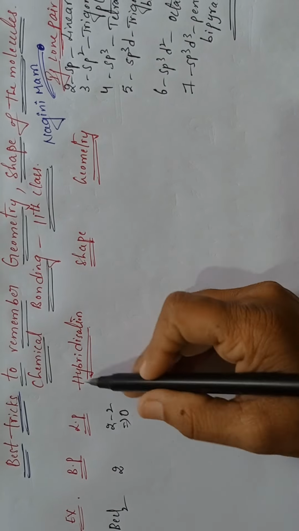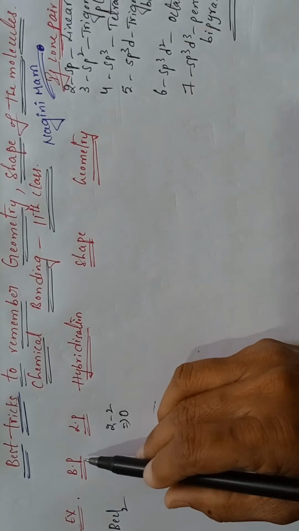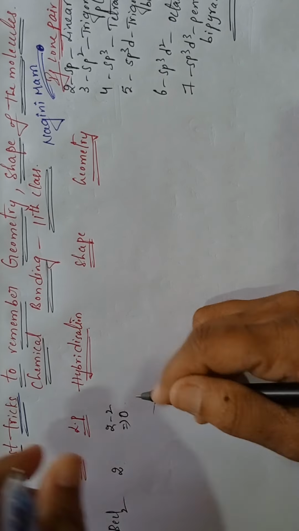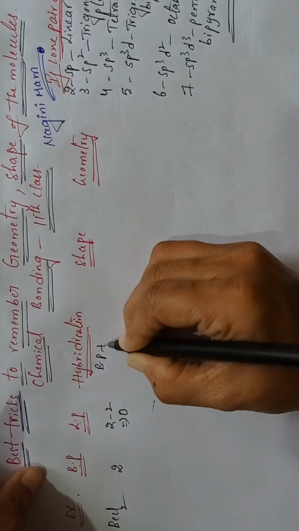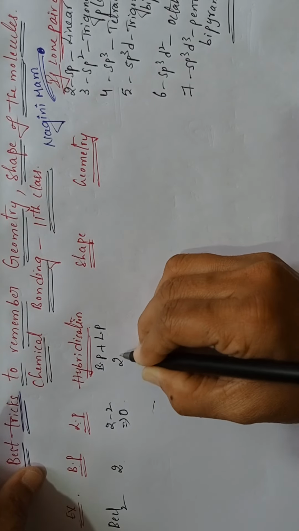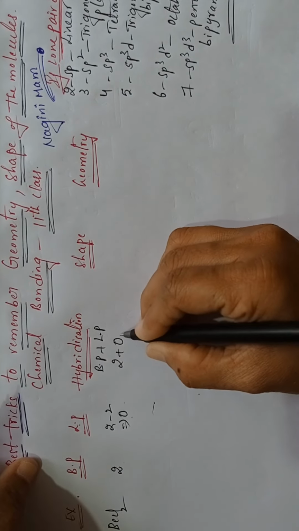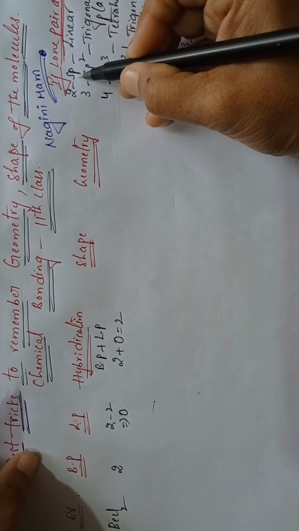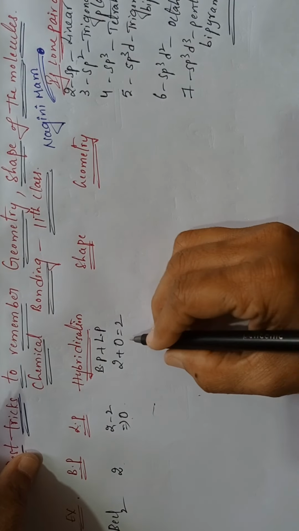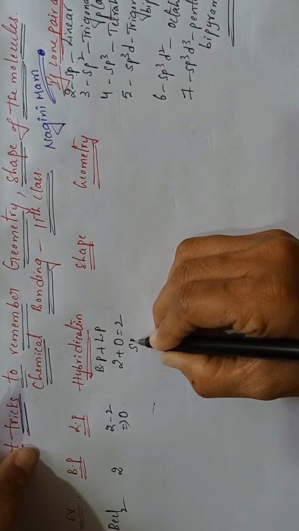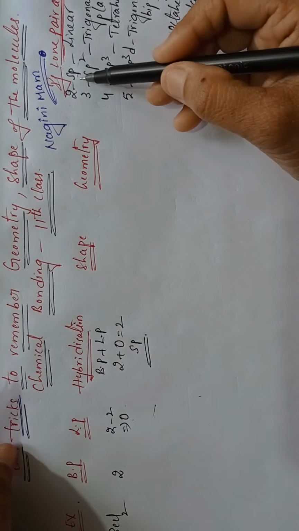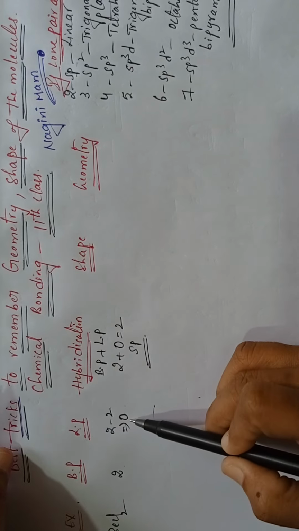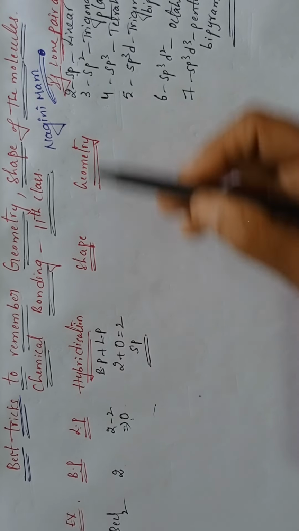Now hybridization means bond pairs plus lone pairs. Bond pairs 2, lone pairs 0, so 2 plus 0 means 2. 2 means which hybridization? sp hybridization. Now what is the shape of sp? Here lone pair is absent, it is 0. So that's why what is the shape?